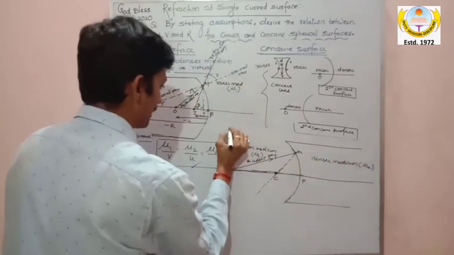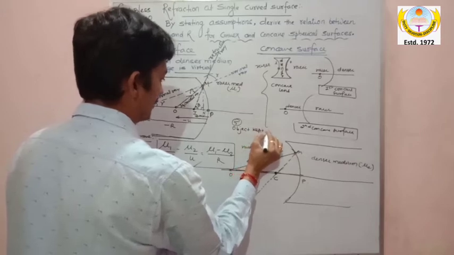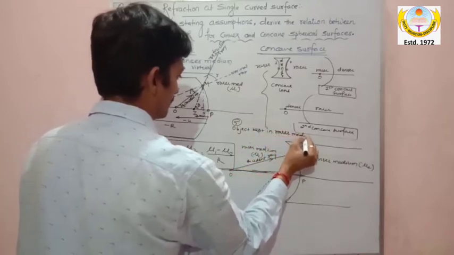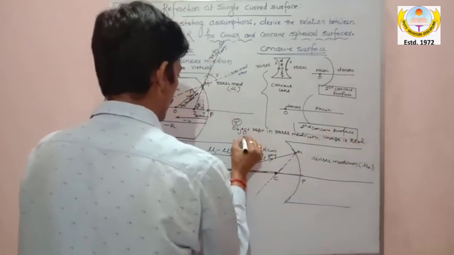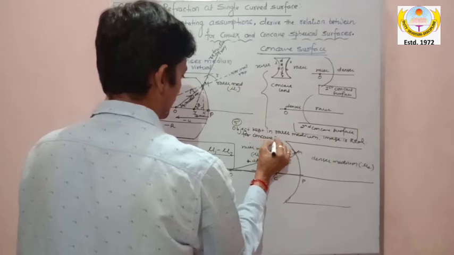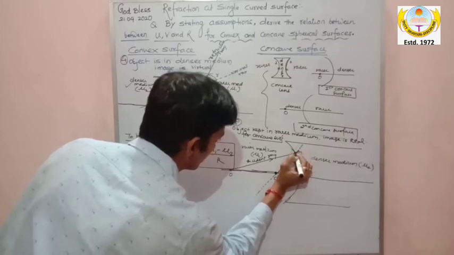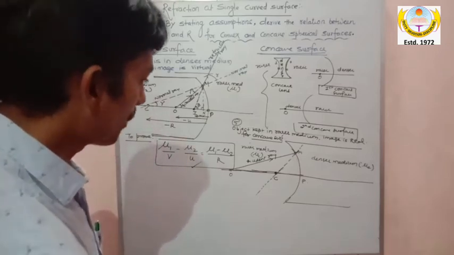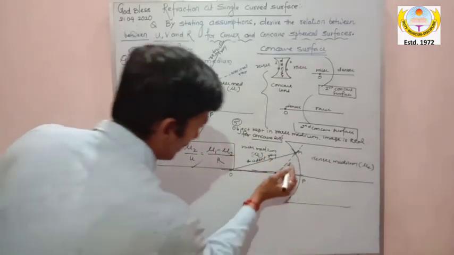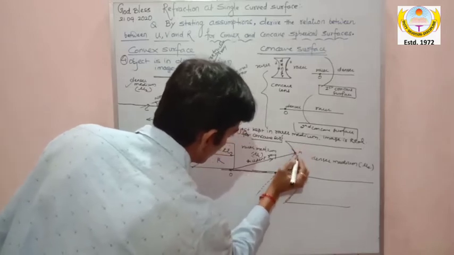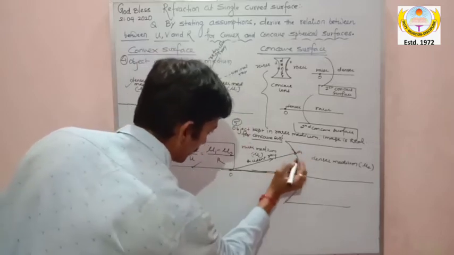Okay, if the question is object kept in rarer medium, image is real for concave surface. So I will extend this normal like this. You can see. So now my dear, you tell me, it is going from rarer to denser. So it will bend towards the normal. I will shift the normal a little because now the normal is very important for us.